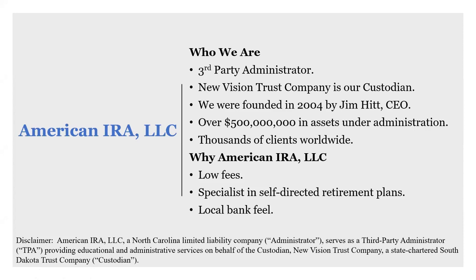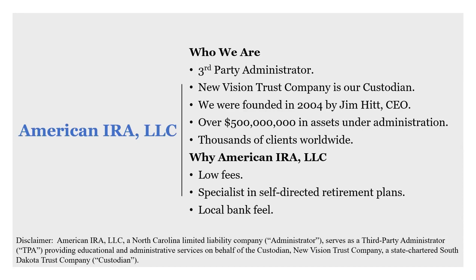And so, in order to have a retirement account, you must have a financial services company that is essentially doing the record keeping for the assets that your retirement account holds, and a custodian taking responsibility for those assets. And so there's an administrator and custodial element associated with a self-directed IRA or 401k. American IRA is the record keeper for these retirement accounts. Now we're able to be in business because we have a custodian, New Vision Trust Company.